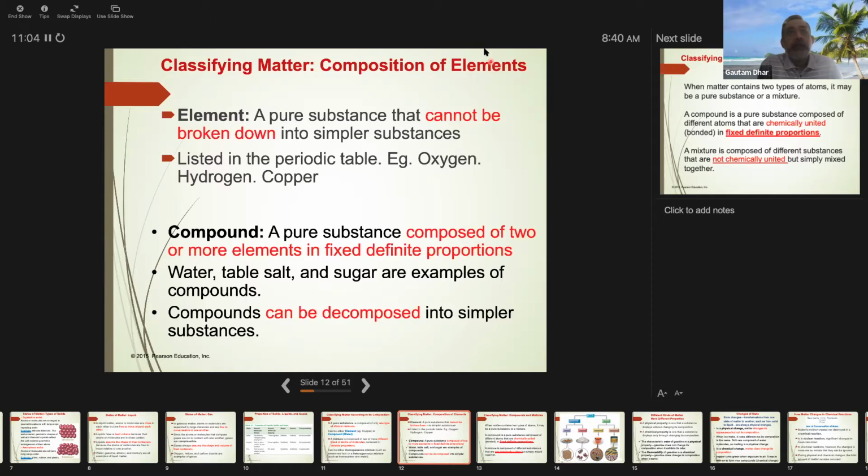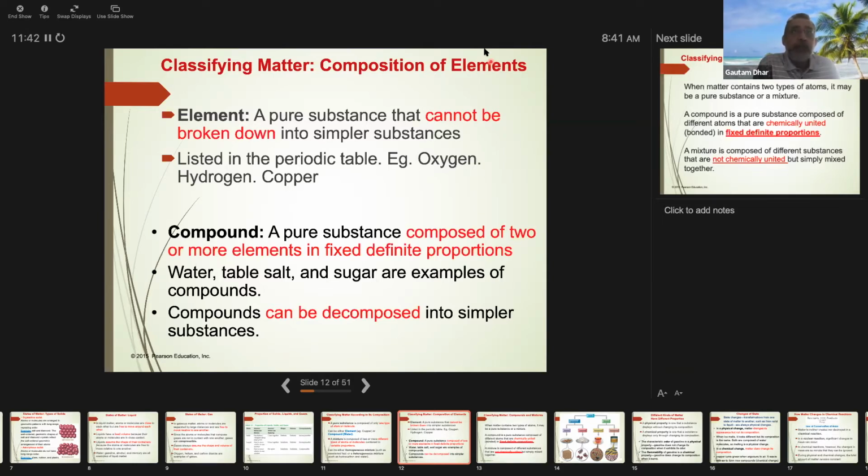Okay. So compounds, on the other hand, are pure substances composed of two or more elements, where the atoms of these elements are chemically bonded and they have a fixed definite proportion. So you have to know some examples from there: water, table salt, sugars. Okay, so water is a compound, sugar is a compound, table salt is a compound. But if you look at hydrogen, oxygen, copper, these are elements. So memorize some examples from each of these classifications.